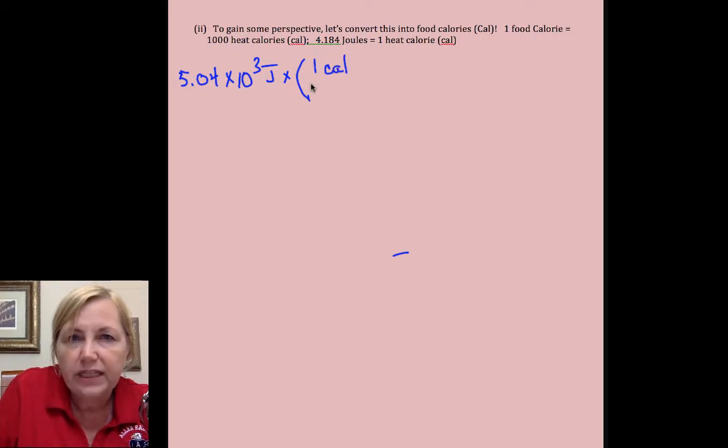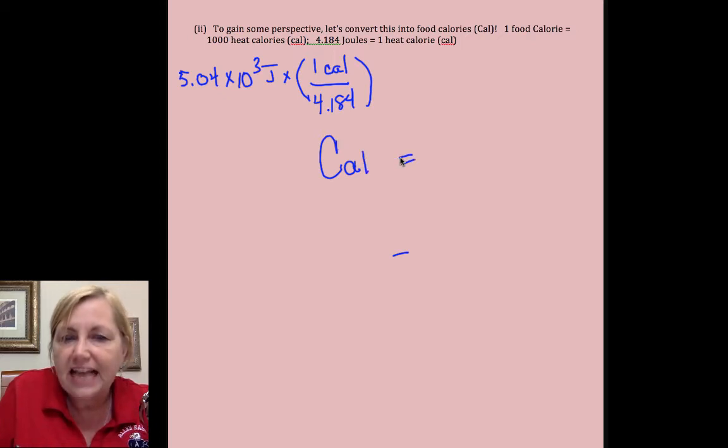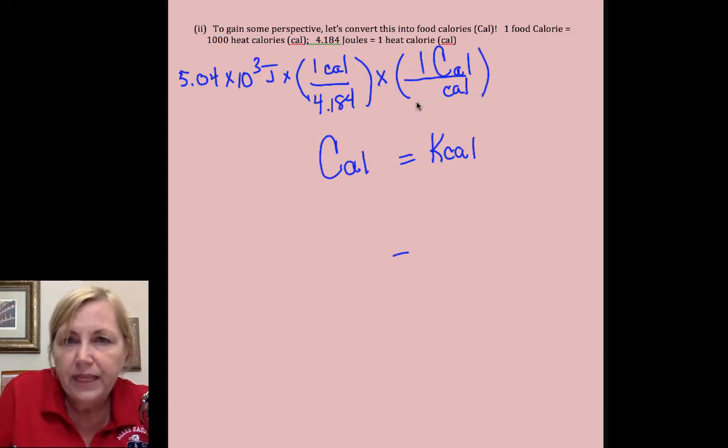So 1 calorie is 4.184 joules. Now a food calorie, and you'll often see it with a capital C instead of a lowercase, is actually equivalent to what we would be familiar with in our class as a kilocalorie. So I want to get rid of calories, the little c calorie, and go to big C food calories, aka a kilocalorie, and that's 1 over 1,000.